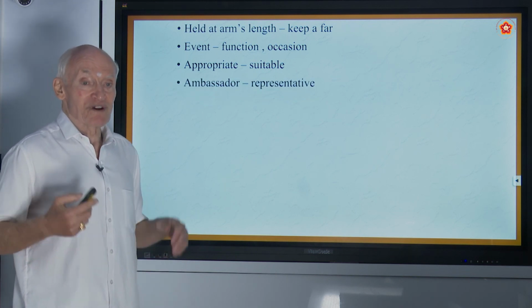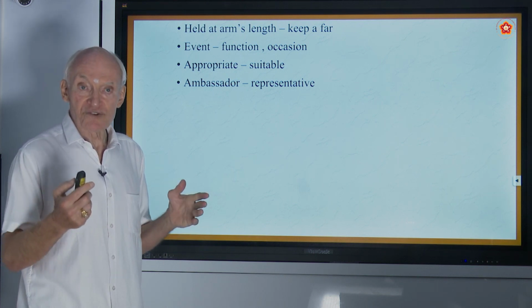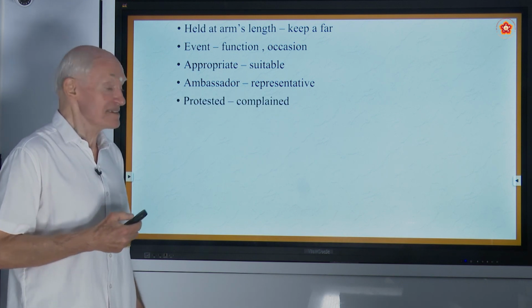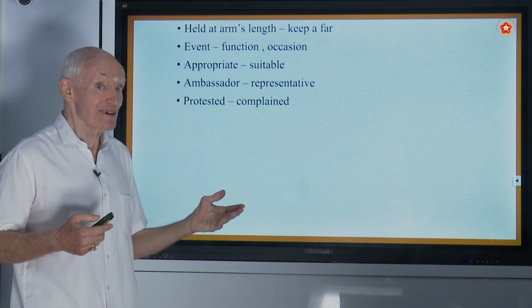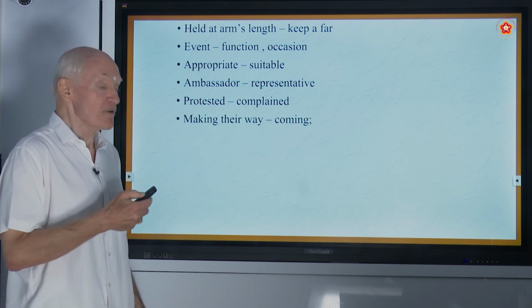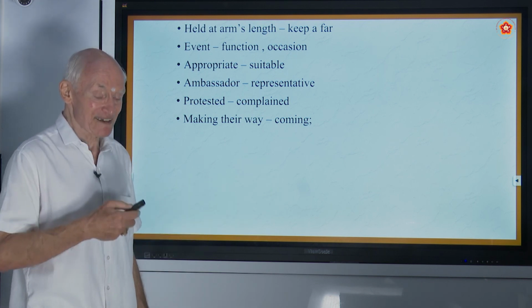Ambassador. We all want to be like an ambassador. We want to be strong in our words, truthful, and outright. Protested. You protest, you're complaining about something. You're making a complaint about something. Making their way. They were making their way through the crowd. They were coming ahead, making their way.